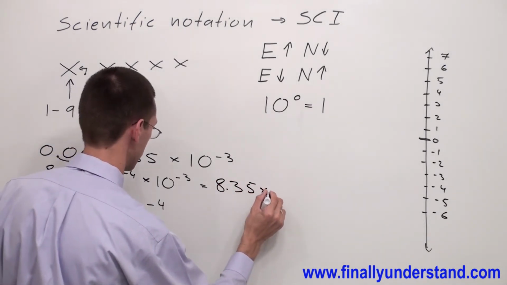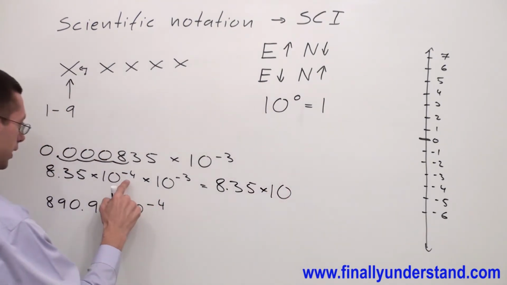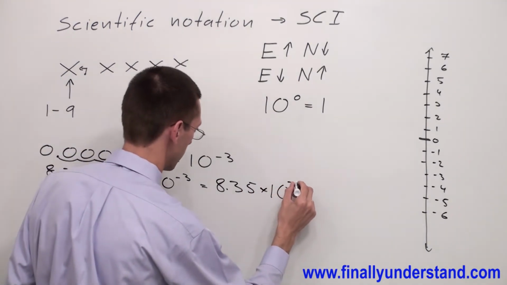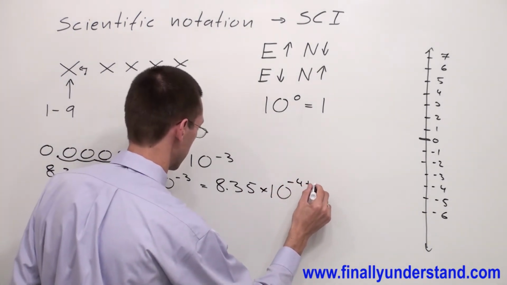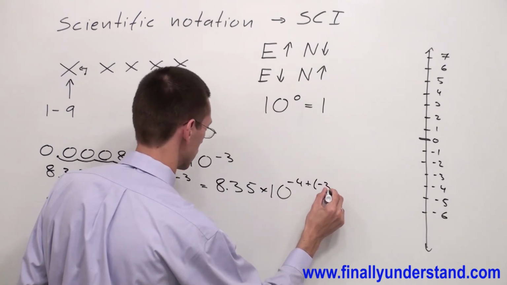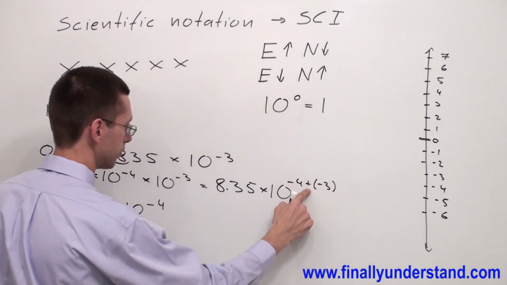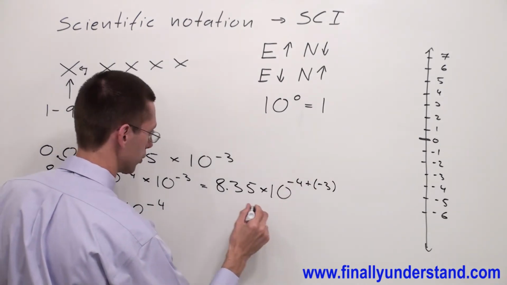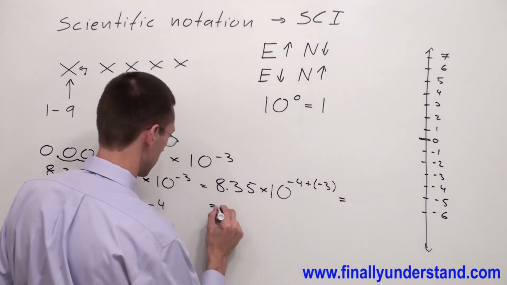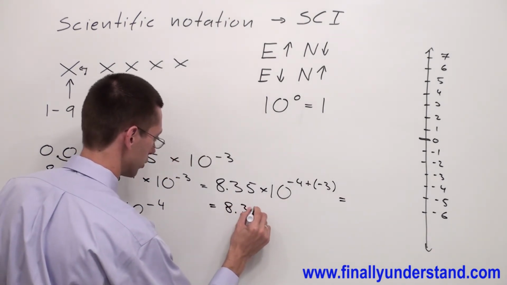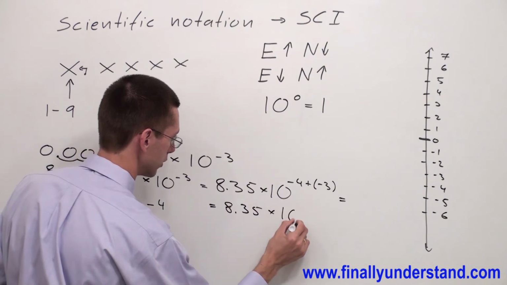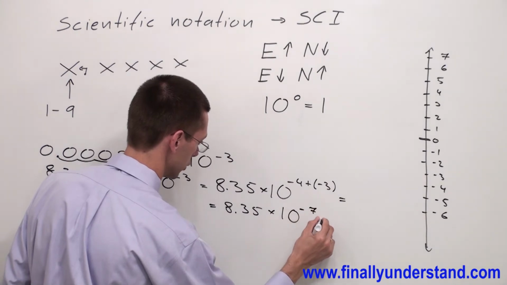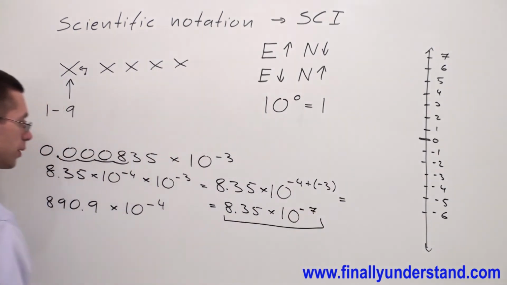That's why I'm going to have 8.35 times 10. I have to add exponents because I have the same base and multiplication. I have minus 4 plus minus 3. Positive times negative gives me negative. That's why I'm going to have 8.35 times 10, negative 4 plus negative 3 is negative 7. This is the solution to my problem.